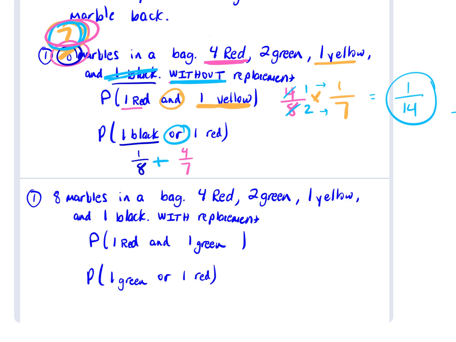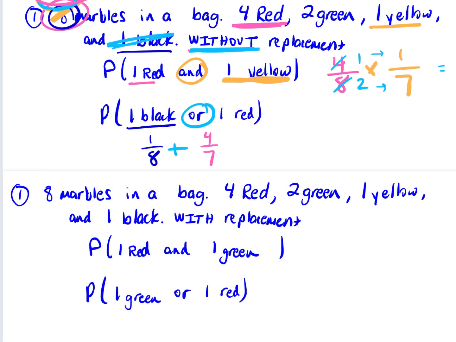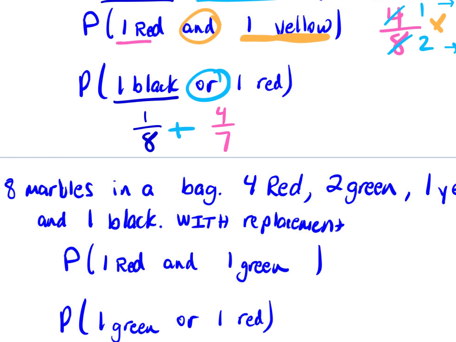So now we're going to add these two together. When we add fractions, we need a common denominator. So I can multiply the top and the bottom of this fraction by 7. So we get 7/56. And I can multiply the top of my fraction here by 8. So we get 32 when I multiply by 8 over 56. So 32 plus 7 would be 39 over 56.